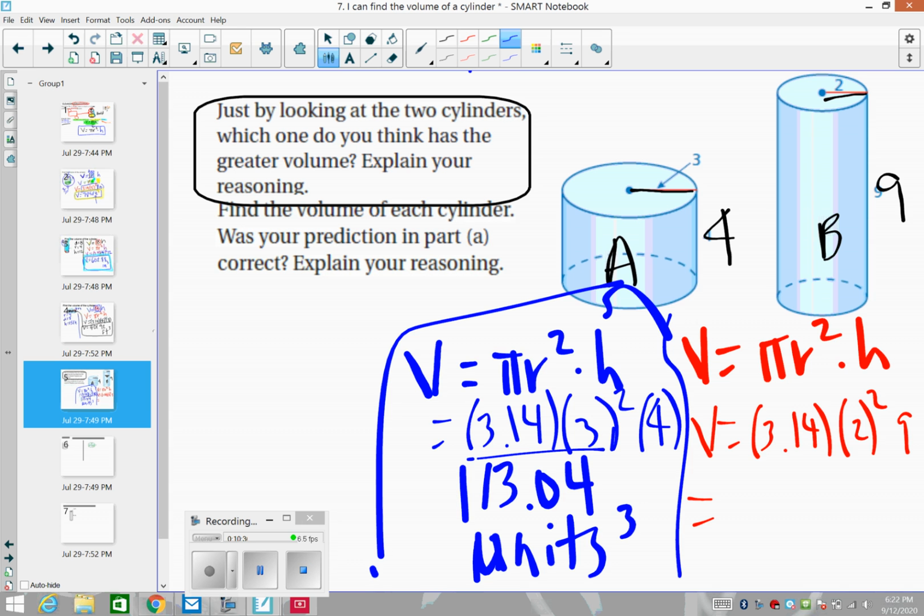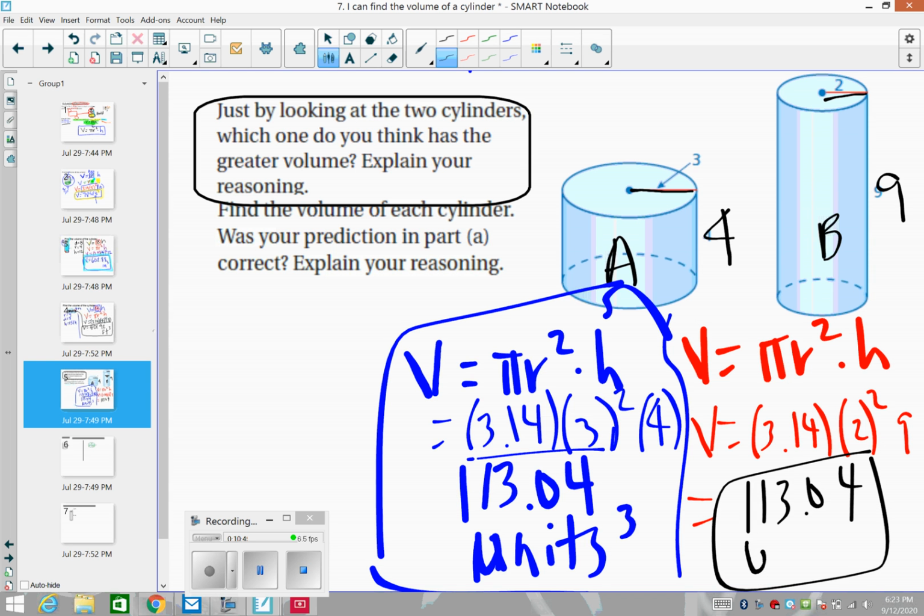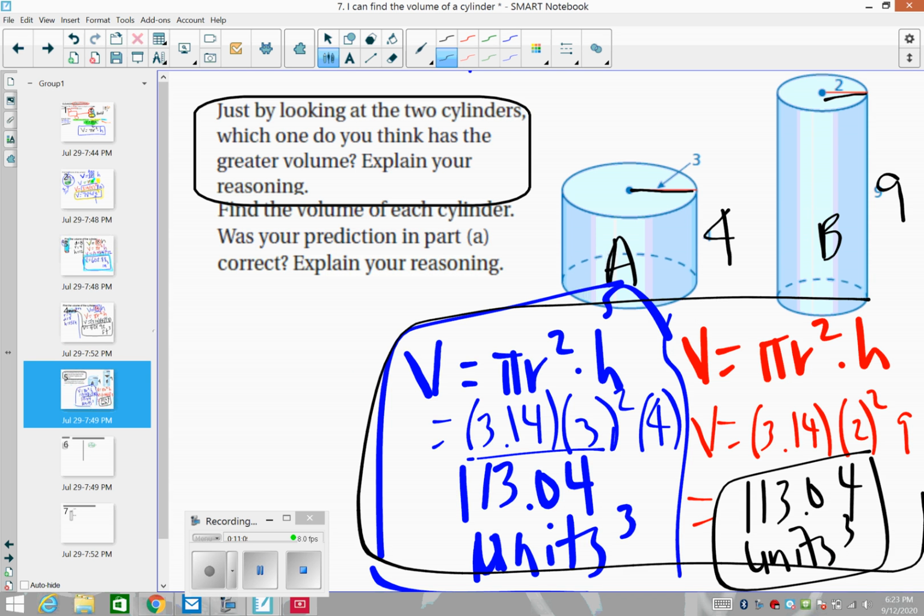Okay. So now let's take a look at the other one, the B. So that's 3.14 times 2 squared times 9. Oh, I guess I did get the same answer. So now let's go ahead and take a look at which did you think was going to hold more volume? Did you say A? Did you say B? Or did you say that they would be the same? What ends up happening, and actually that surprised me a little bit, I wasn't anticipating that they have the same volume.